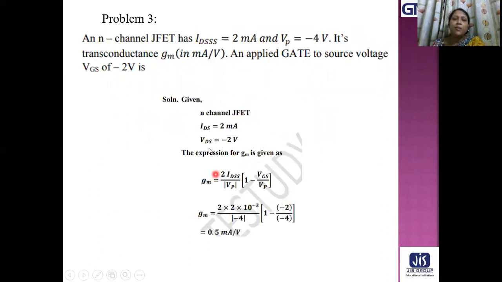Here is another example. IDSS is given, VP is given, VGS is given. Sorry, we have to find out the transconductance. So this is the formula of transconductance. Now we are getting gm equals 0.5 milliampere per volt.